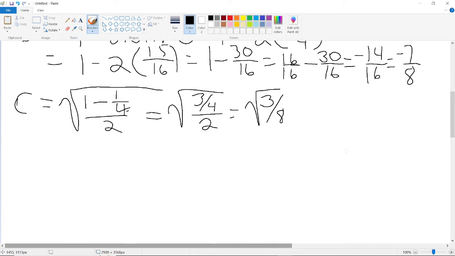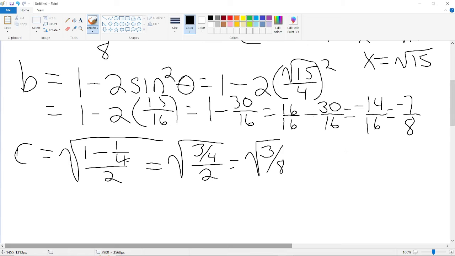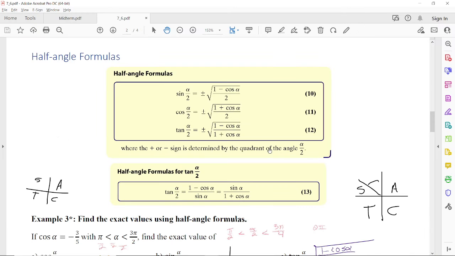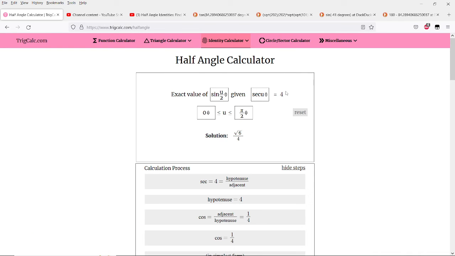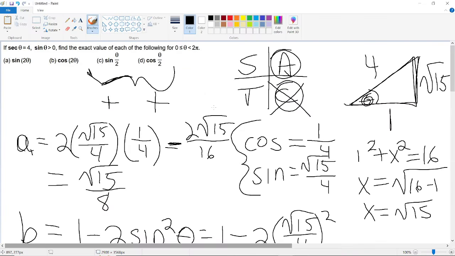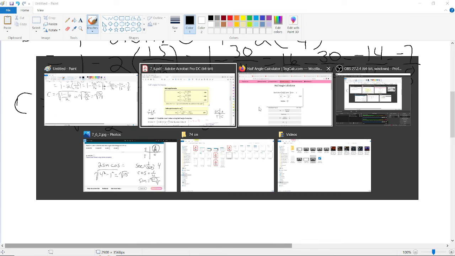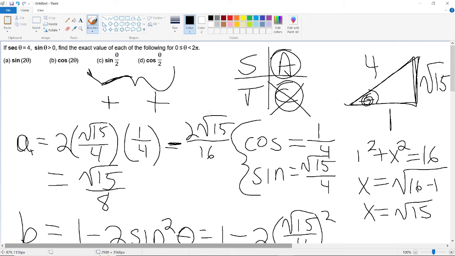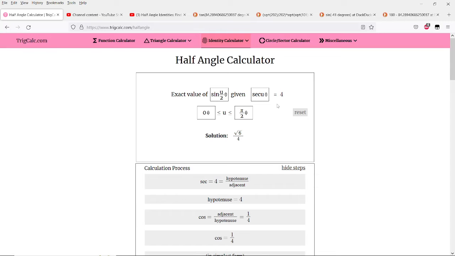Wait a minute. Square root of 6 over 4. How do we get square root of 6 over 4? Did I do everything right? Secant is 4. Hold on, I might have made a mistake. And we want the sine of pi over 2. Did I have the right formula? Sine is 1 minus cosine, and cosine is 1/4. And we're in the first quadrant.